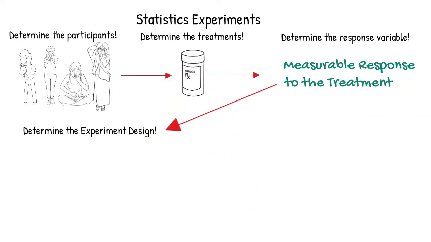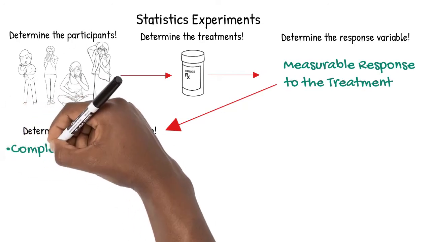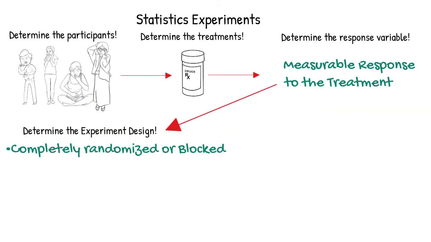Then we can determine the experiment design. There should be some randomization involved in assigning treatments for participants. Treatments can be assigned completely randomly, or we can group assignments into blocks according to something they have in common, then randomly assign treatments within each group.